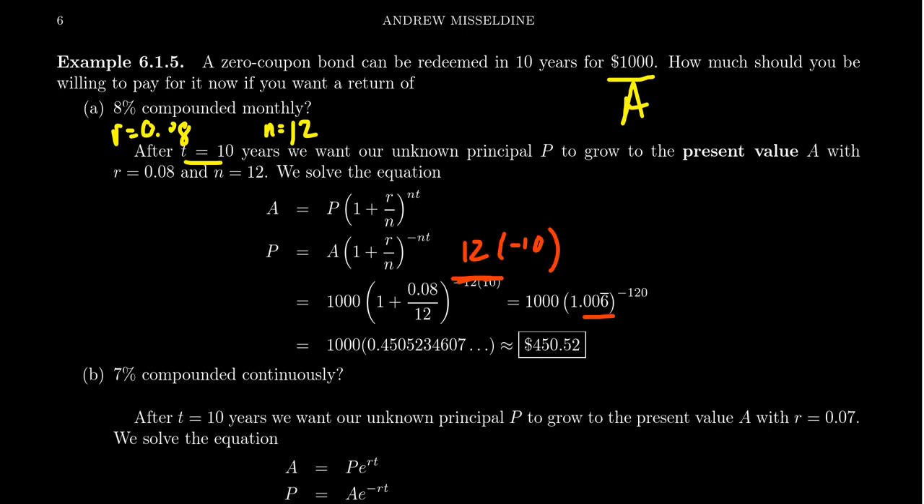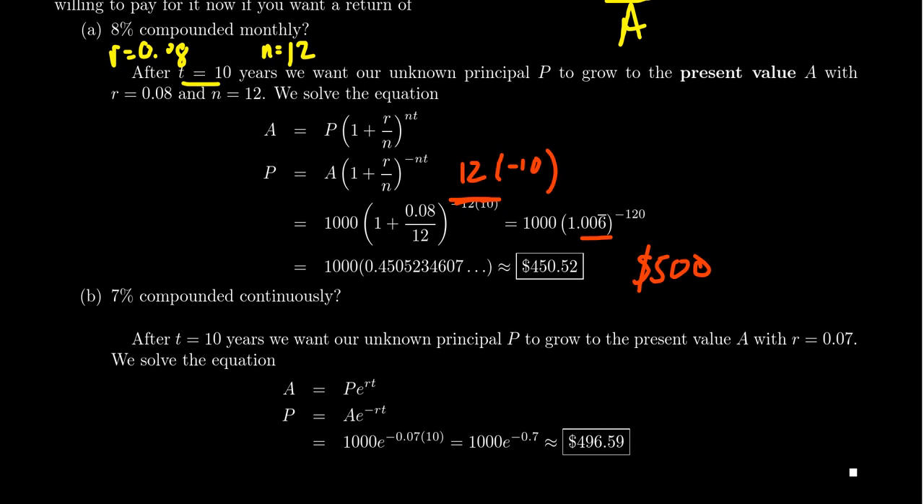The problem is people don't always realize, oh, you buy it for $500 and then it'll be worth $1,000 later. Well, but I have a bank account that I can invest in right now. I can invest my $500 at 8% compounded monthly. If I don't touch it for 10 years, it'll be worth more than $1,000. Your bond stinks, right? We need to compare this loan versus competing loans that exist at the time.